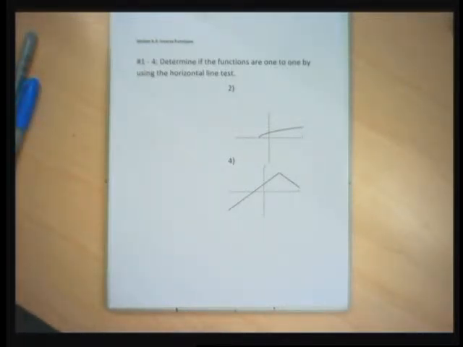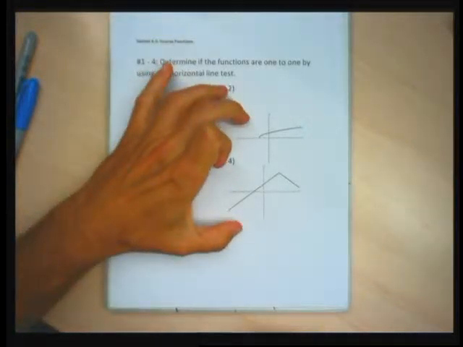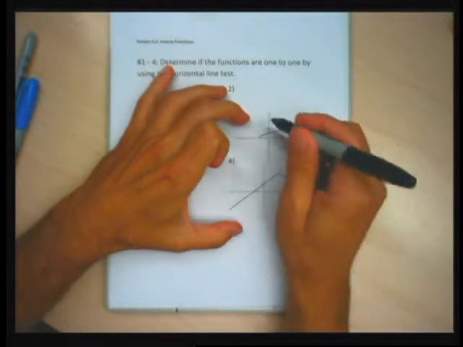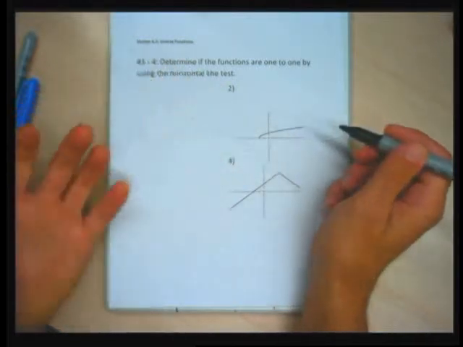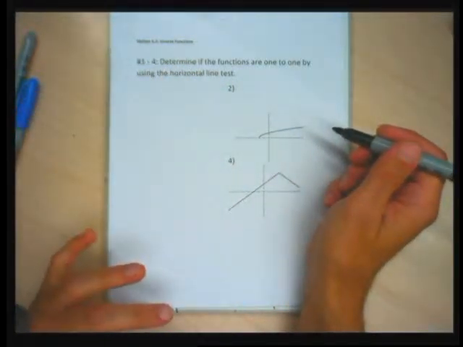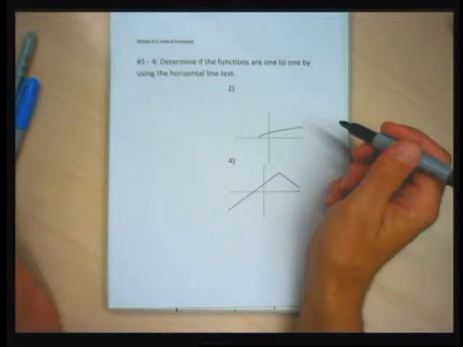The first four problems give us pictures of functions. They're functions because they pass the vertical line test for both the graphs. If you draw vertical lines, it's impossible to draw a vertical line to touch the graph more than once. So that makes them functions.